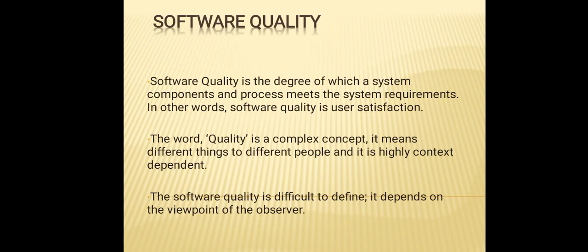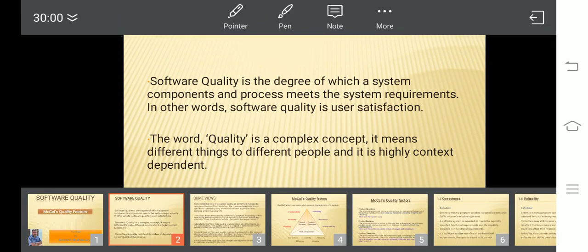Thus, we say software has quality if it meets all the users' criteria, if it can be used to solve all the user criteria, then that can be treated as a qualitative software or a system. The software quality is difficult to define. Thus, it depends on the viewpoints of the observer.